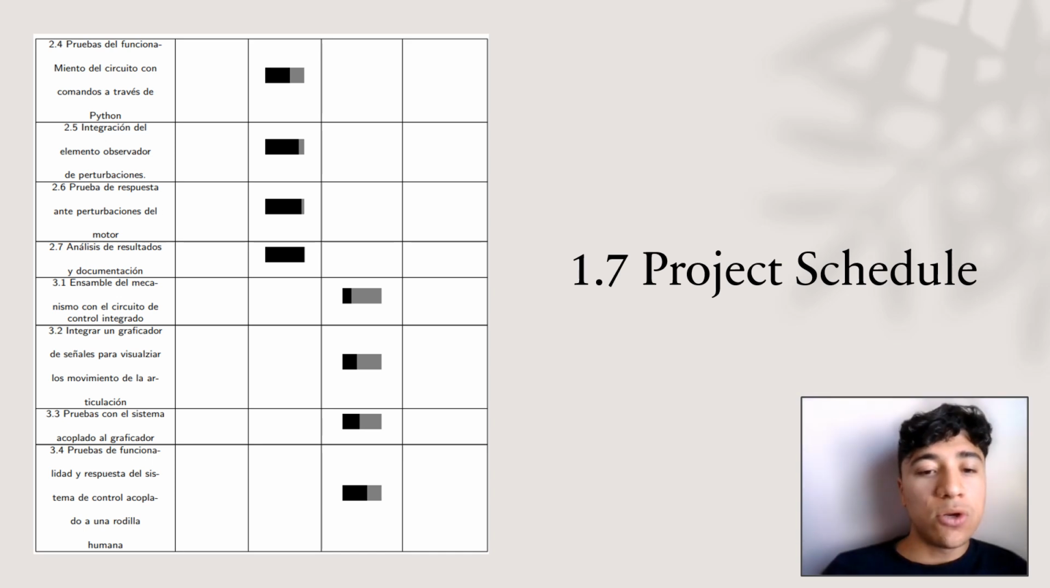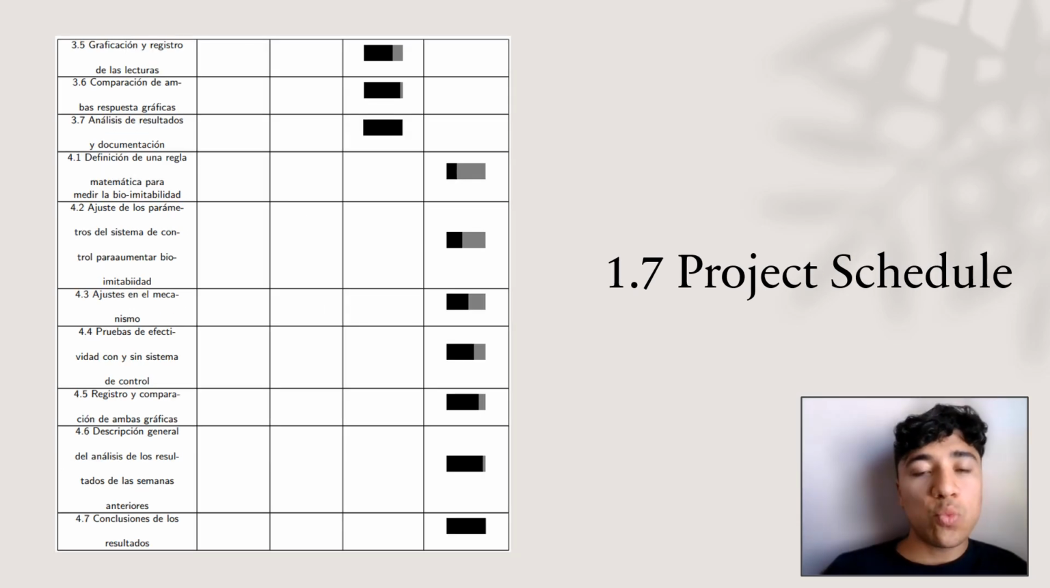For the third part, and almost the last one, we're going to assemble the mechanism with the design. We're going to do some tests. We're going to make some graphics about the solution, and also we're going to analyze the results and document them. And at the end, of course, we're going to have the conclusions and the general results sections after we do some rectifications to the system.